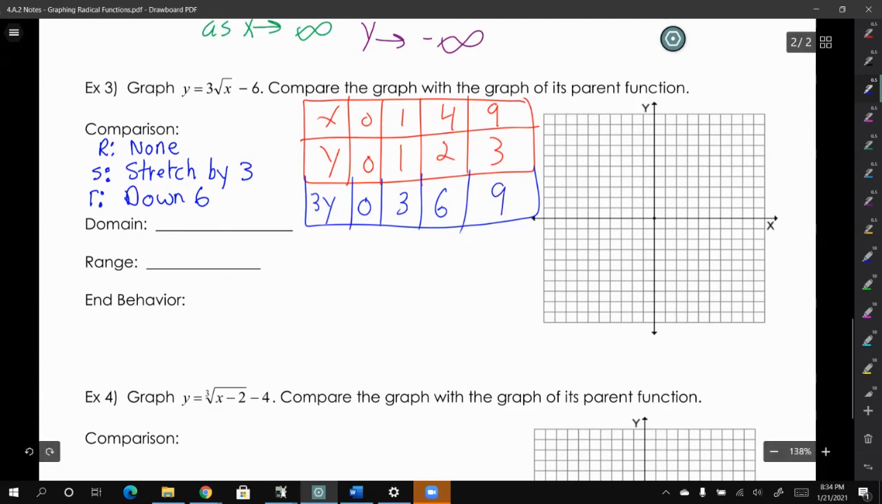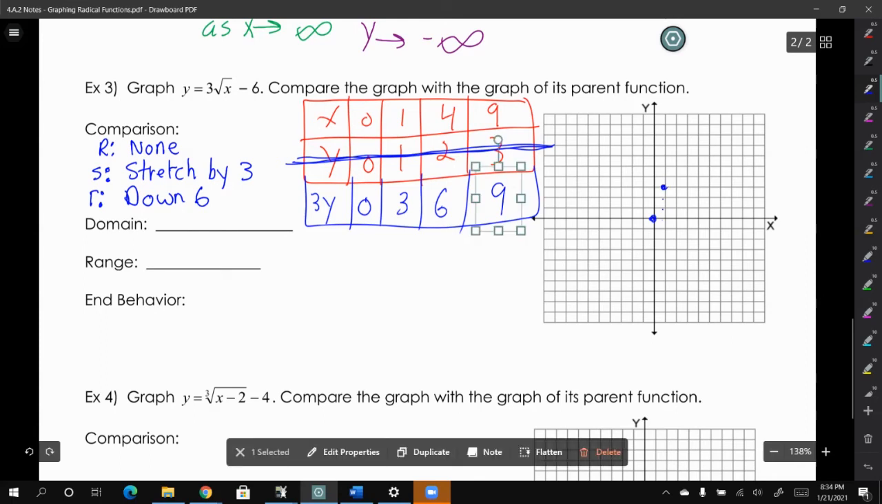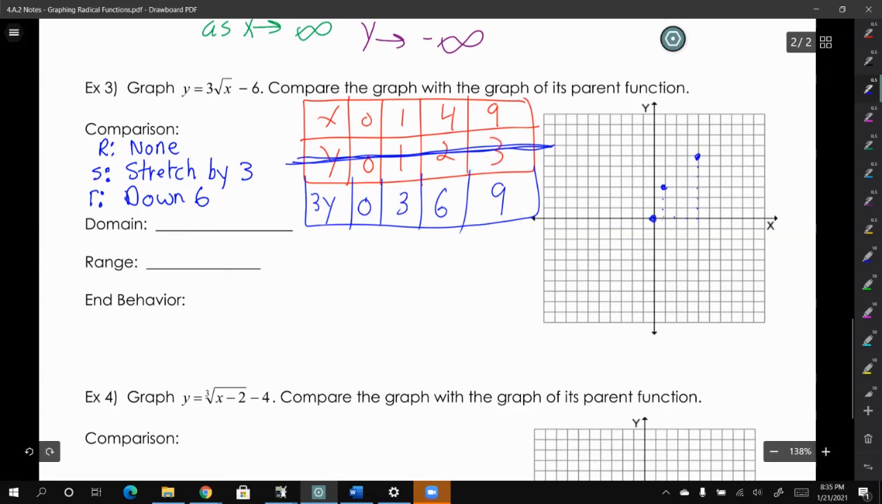is 9. So now I'm going to graph my points, but remember crossing off this middle row right here so we don't accidentally graph those. So 0, 0, 1, 3, 4, 6, 9, 9. So here is our graph before we do any moving.